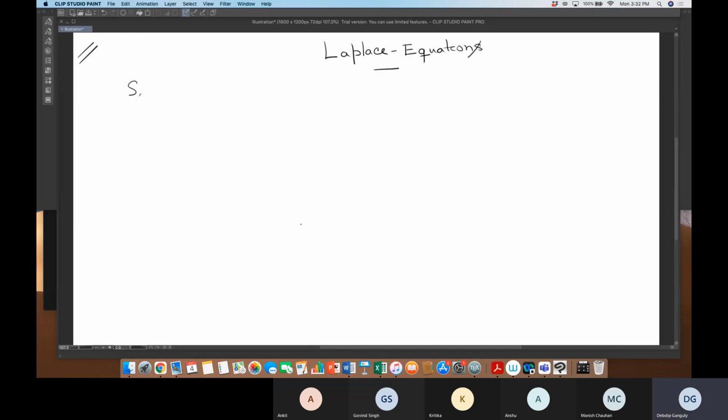So now we'll be doing second order Laplace equation. Okay, so let us start with something called the definition of a second order linear elliptic equation.